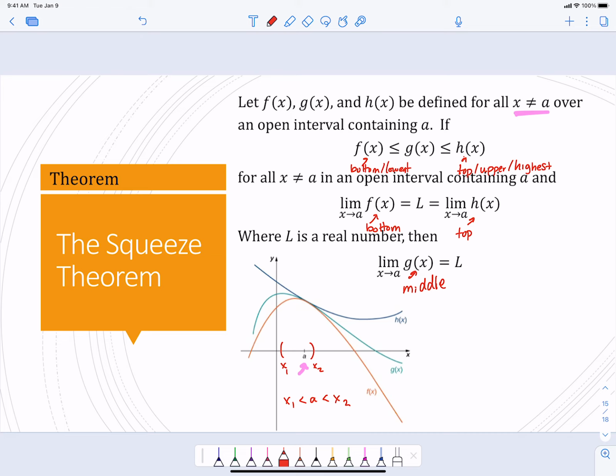So what this is going to do is make it easy to find the limit for functions that it's difficult to find the limit of.